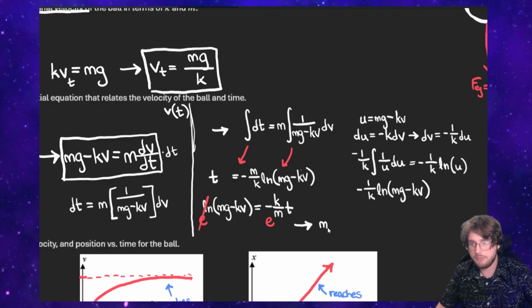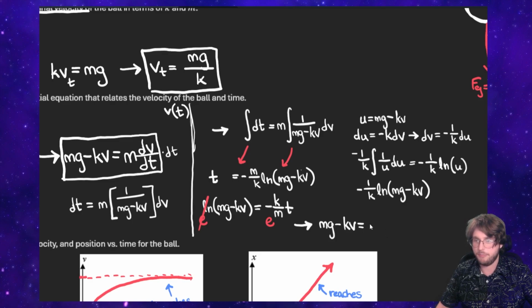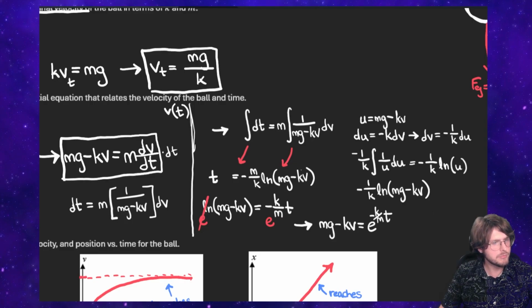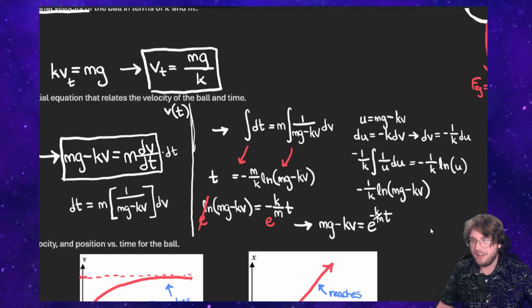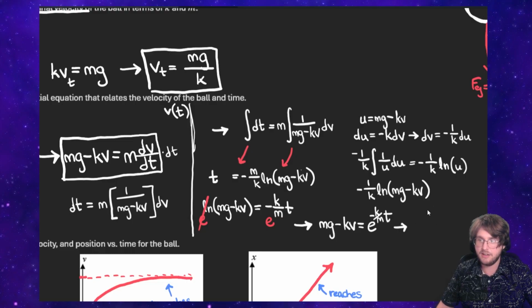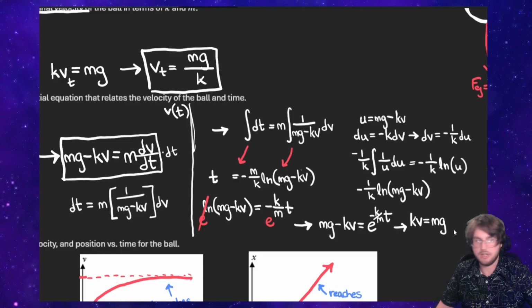So now we're going to have mg minus kv equaling e to the negative k over m times t. And at this point, so I'm just making sure I'm not blocking anything here. We just need to isolate v. So if we add kv over to the other side, and then subtract e to the negative k over m times t over to the other side, we should end up with kv equals mg minus e raised to the negative k over m times t.